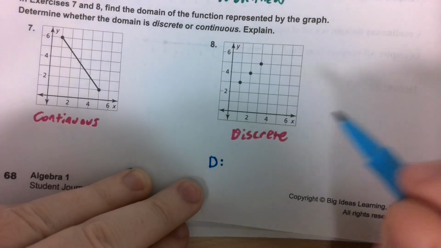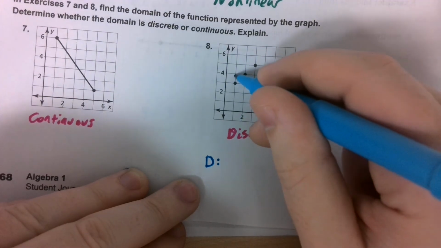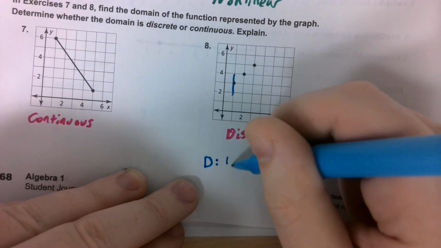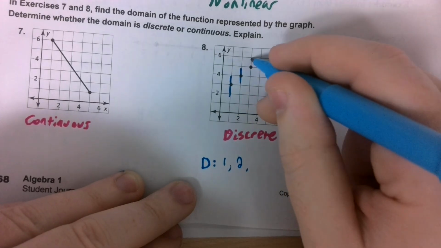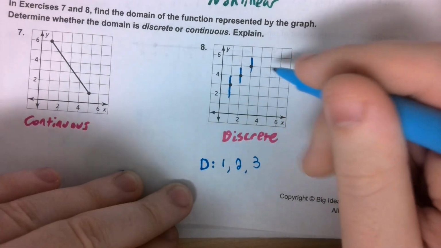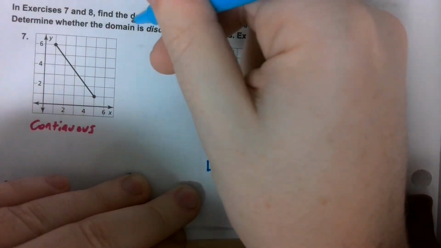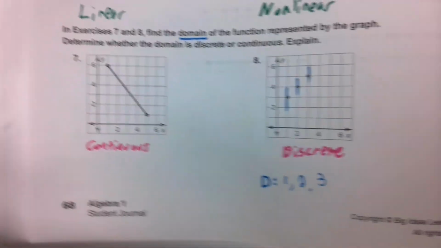A discrete domain requires you to list off all the places x can be. So right here, x is at 1. Right here, the x value is 2. And right here, the x value is 3. We don't care about the y value because that's the range, and we're just asked to find the domain of the function. So the domain is 1, 2, and 3.